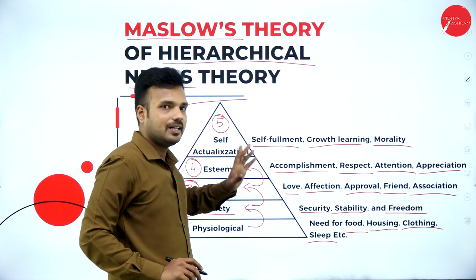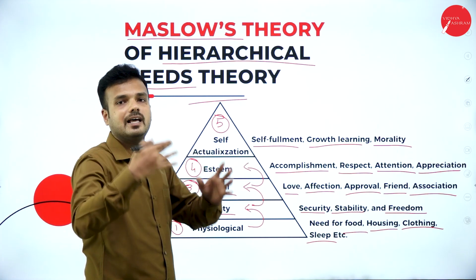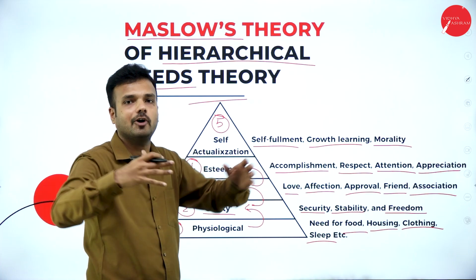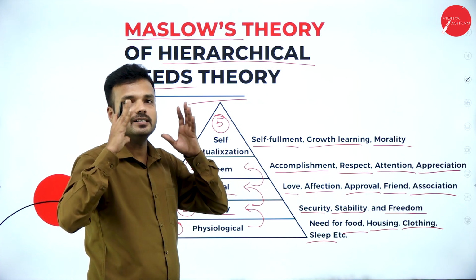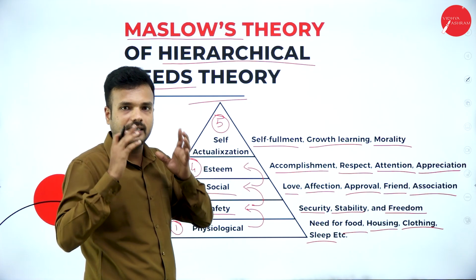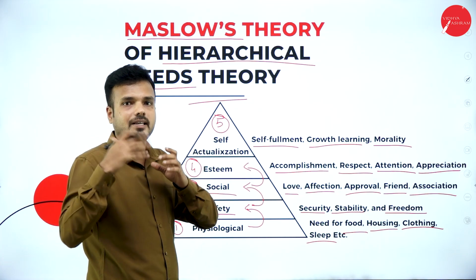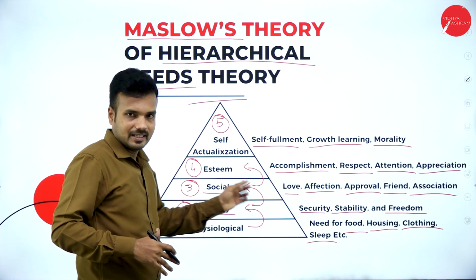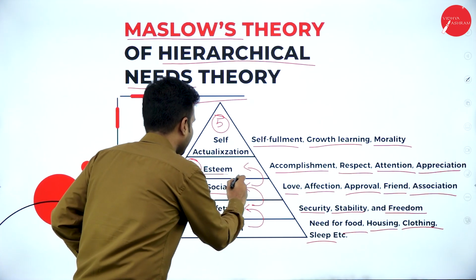Okay, so social need means a sense of love, affection or friendship that he maintains inside the organization. That means there must be a good working environment. If a good working environment is there, he can work much more effectively and efficiently. It is a requirement, that is a social need. The fourth one is esteem need.